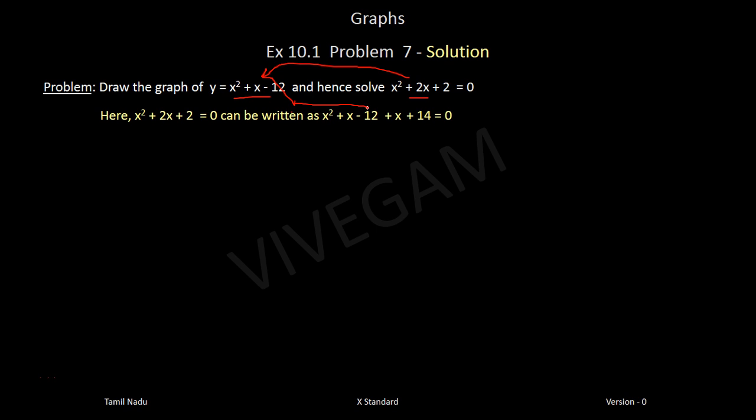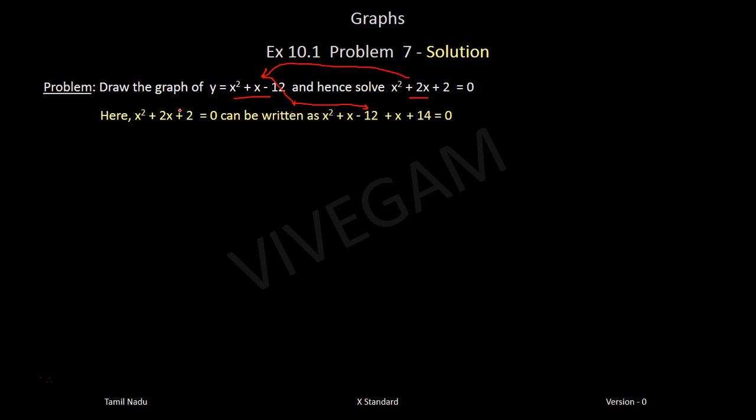So basically you write this equation here, and this is the equation which needs to be transformed, right? Now compare this with this. So x square and x square are here, nothing to worry. Here you have 2x and you have x, so add one more x. Then you have 2 and here you have minus 12, so add 14 to it. So 14 minus 12 is 2.